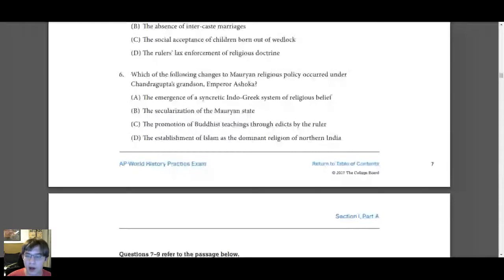D you can knock out right away. That is a distractor answer right there, because Islam does eventually come to India. It does. Period 3-4. It does. But C is really the correct answer here.